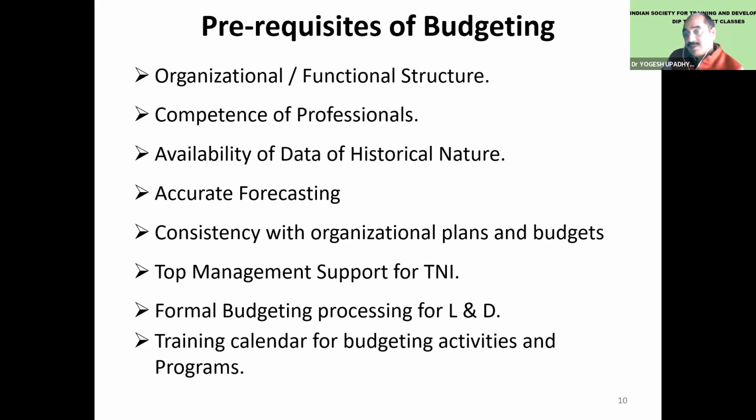Accurate forecasting. So how do we forecast? You can have statistical methods of forecasting, you can use trend analysis, and you can depend on your own competence. Consistency with organization, plan, and budgets. So it is regarding the training budget. The training budget has to be consistent with the organization's plan and budget. So where the organization wants to go and what their budget is. So it has to be synchronized or congruent with the organization.